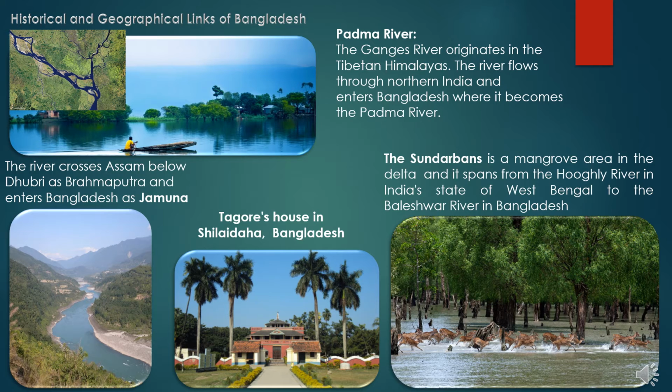The Sundarbans is a mangrove area in the delta and it spans from the Hooghly River in the state of West Bengal to the Baleshwar River in Bangladesh. Now here you can see Tagore's house in Shilaidaha, which is in Bangladesh.